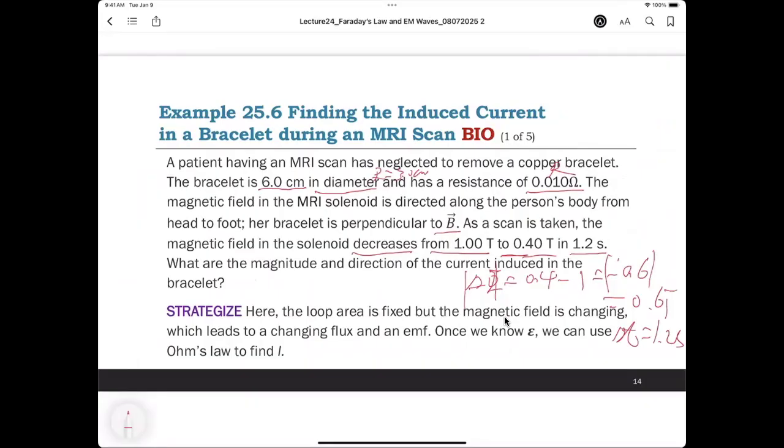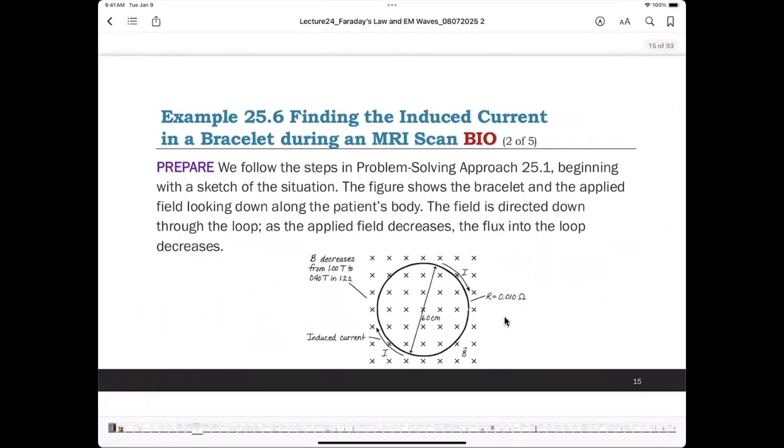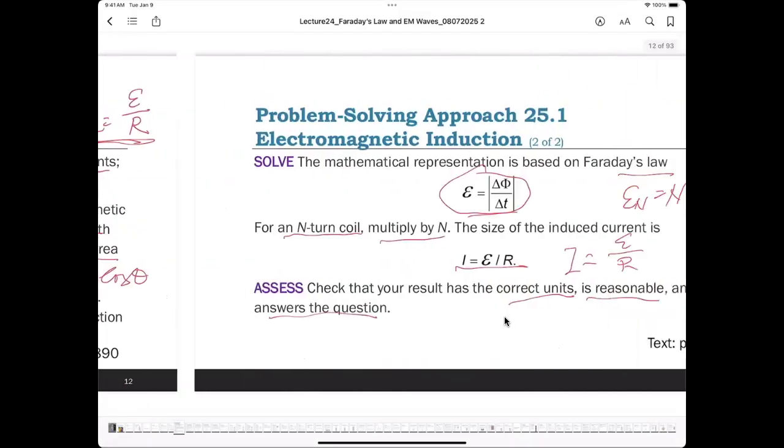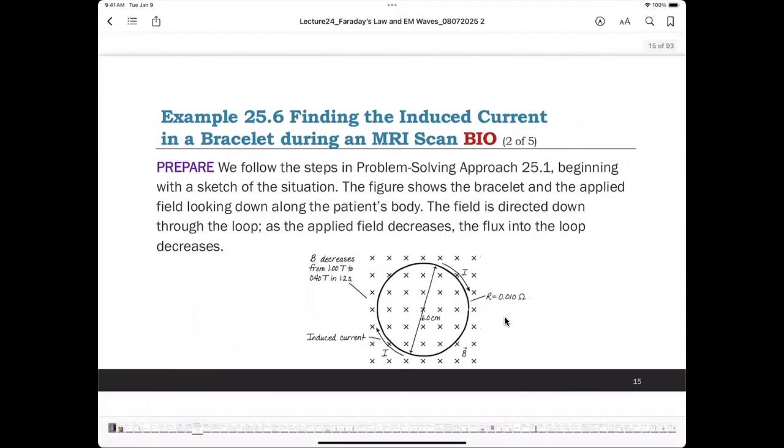Here the loop area is fixed, but the magnetic field is changing. Because we know it decreases from 1 T to 0.40 T, which leads to a changing flux and EMF. Once we know the EMF, we can use Ohm's law to find I. So as we follow the steps in problem solving approach 25.1, the strategy, prepare, and solve process, beginning with a sketch of the situation. This figure shows the bracelet and the applied field looking down along the patient's body.